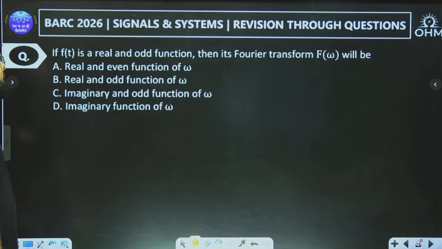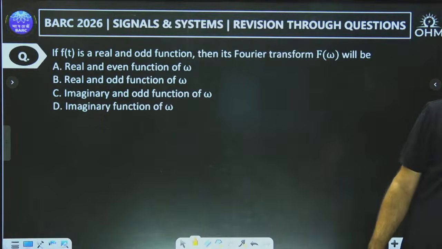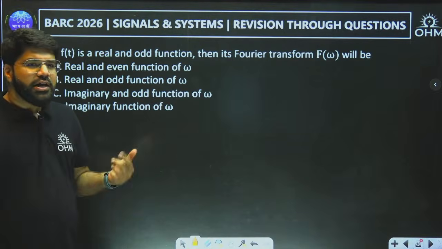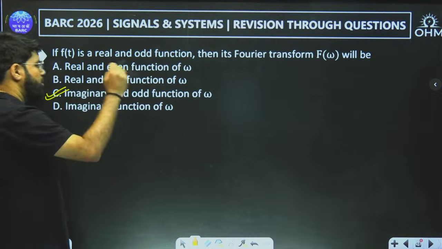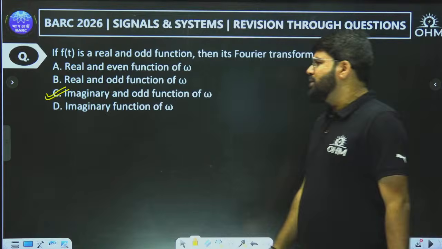If f(t) is a real and odd function, then its Fourier transform will be how much? A symmetry based question. For a real and odd function, the Fourier transform is pure imaginary and odd. If a signal is real and odd, Fourier transform is pure imaginary and odd.